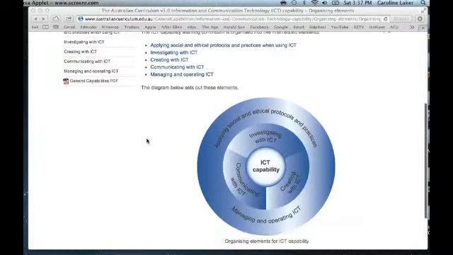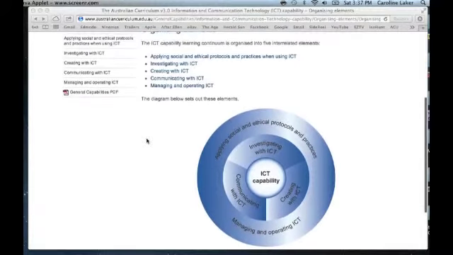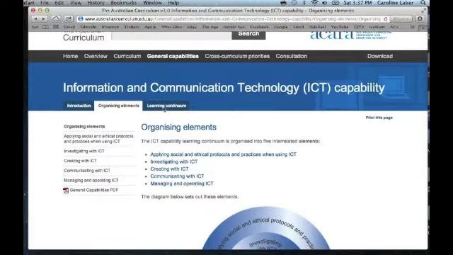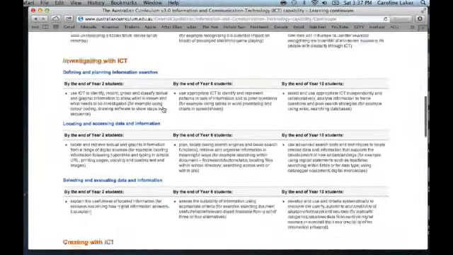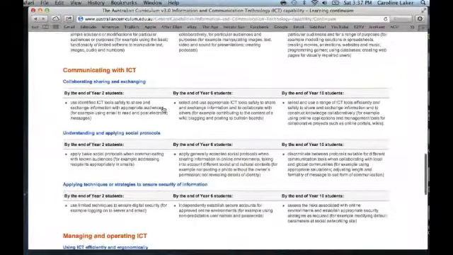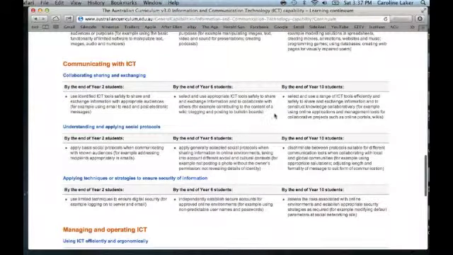As we can see, this is where we got the graphic from. And if we go into the learning continuum and scroll down to communicating with ICT, by the end of Year 6, students are actually required to be able to safely share and exchange information via social media platforms, and they've even given us an example here of using Wikipedia or blogs or other bulletin boards, again showing that social media platforms are actually being introduced into the new Australian curriculum.